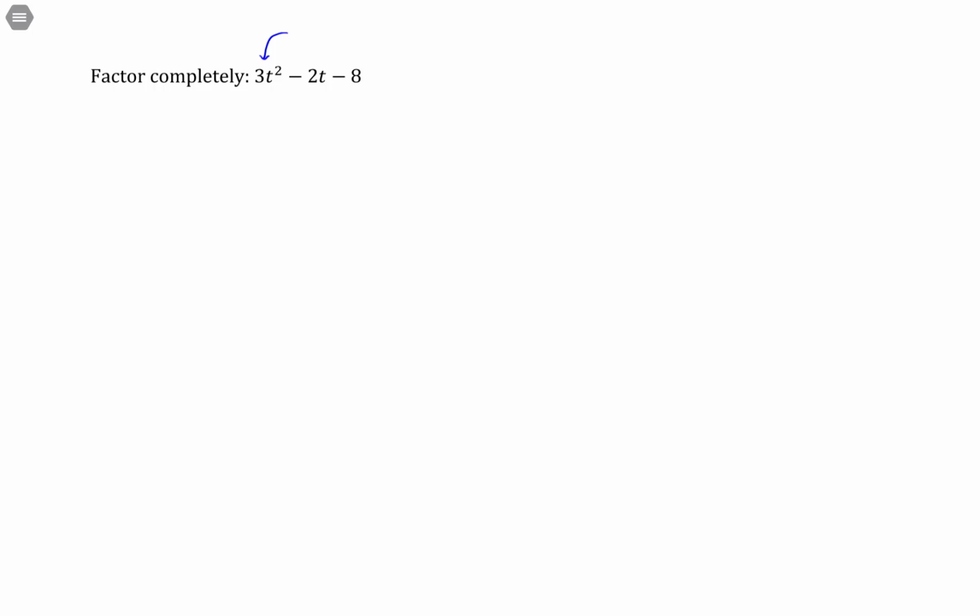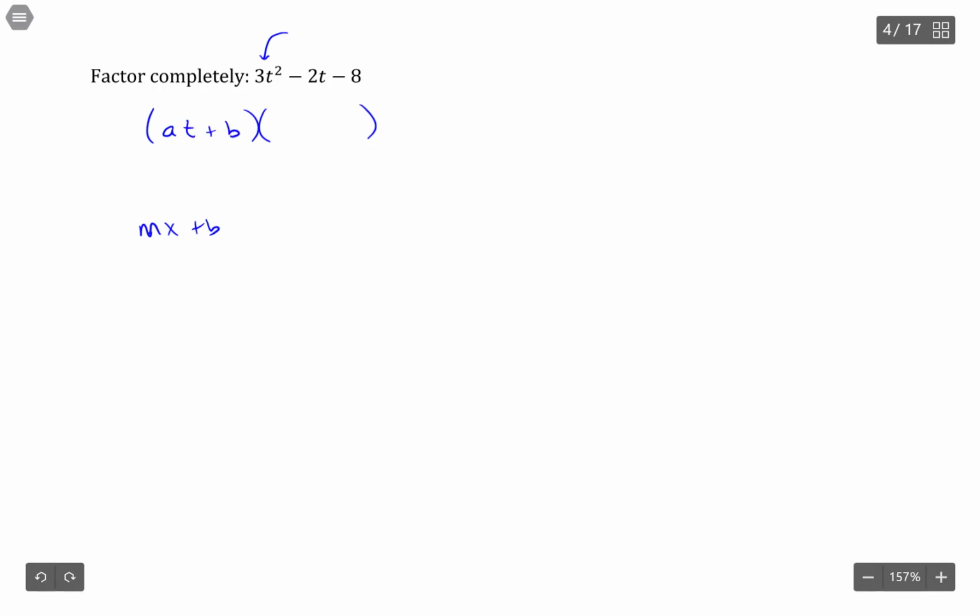One is to just use a guess and check method, which is to just know that the result is always going to be a linear times a linear. And a linear, of course, always looks like the form m times x plus b. So a constant times your variable plus another constant. So that means that this would look like, let's say, a times t plus b, and then c times t plus d, where a, b, c, and d are constants that we're looking for. So we're effectively just looking for those constants.